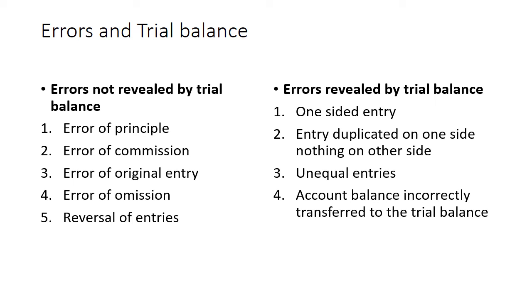One account, for example, insurance: he was recording all the insurance expenses for the year. At the end of the year, it should be £1,200, but instead, through a calculation mistake, he has recorded £1,400. He has put an extra zero. So such an error, where an account balance is incorrectly transferred to the trial balance, is one of the errors which will be revealed in the trial balance.